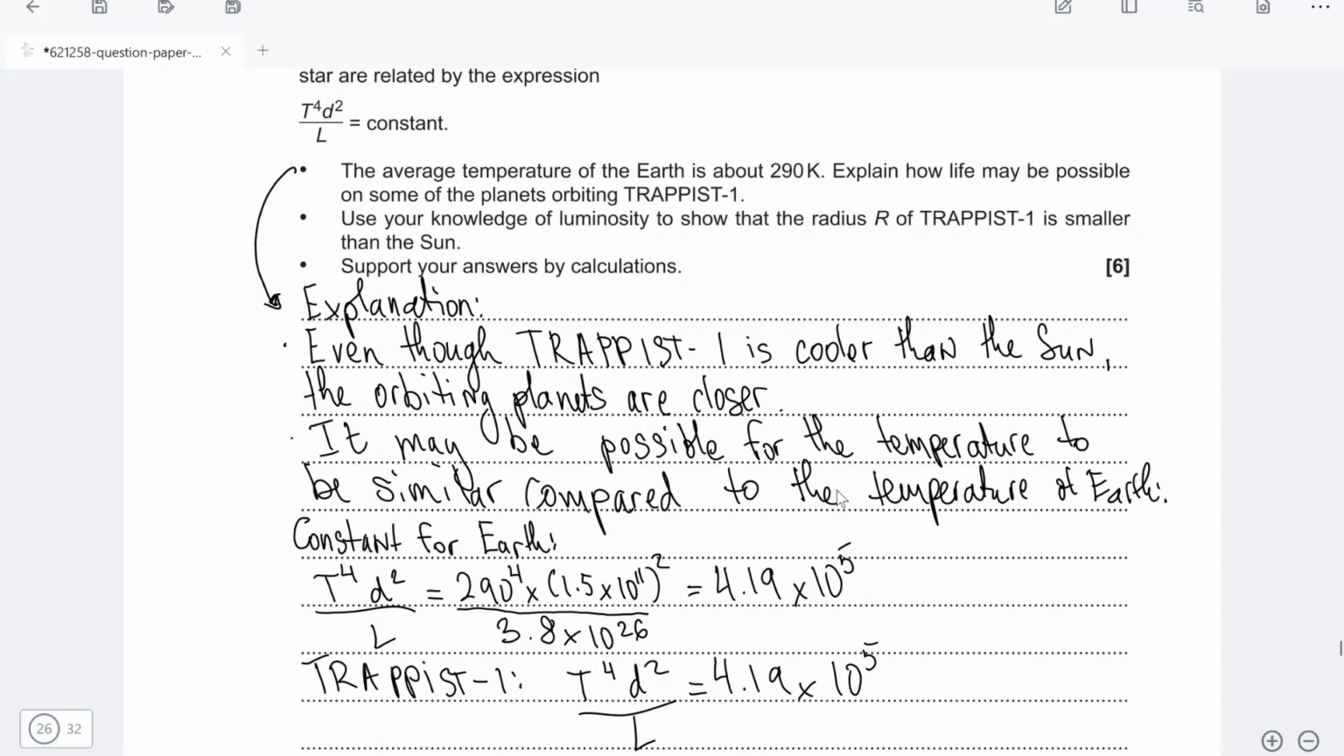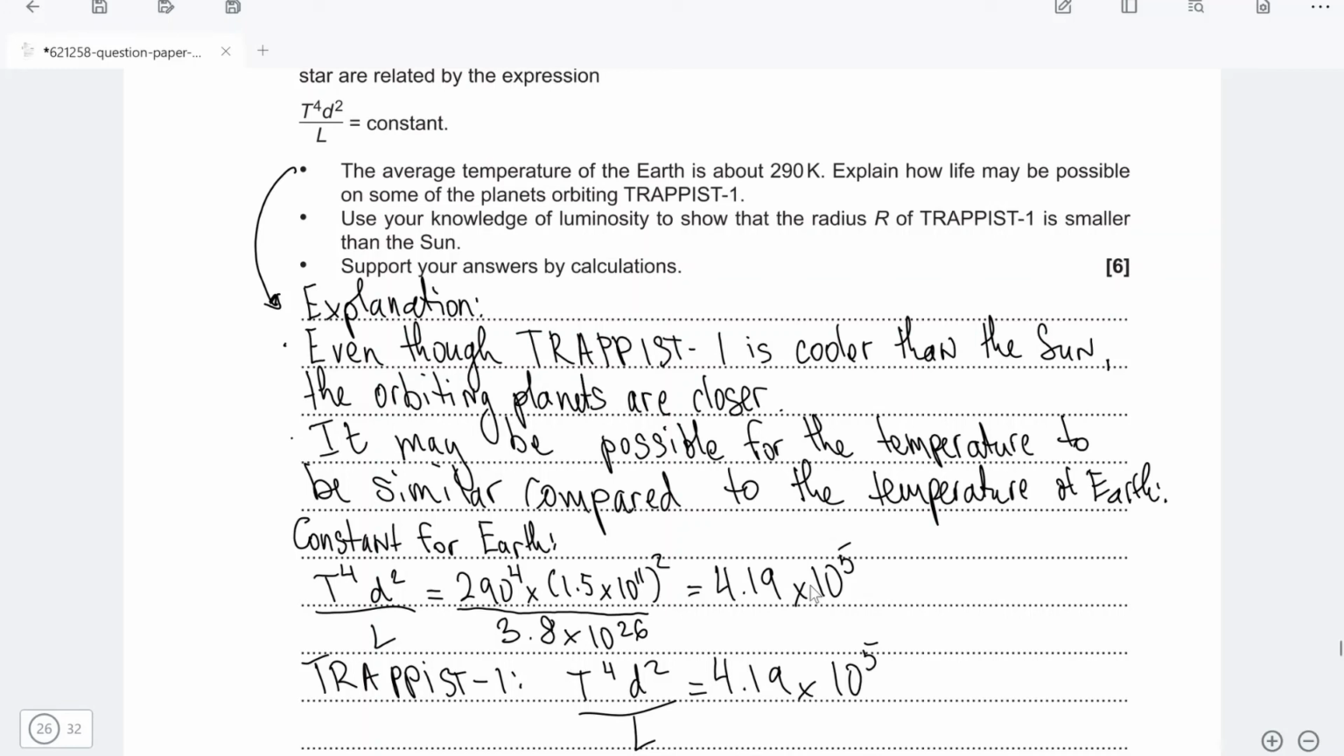Now let's calculate this. First off, we can calculate directly this constant as applied for the Earth. We know that the surface temperature of the Earth on average is about 290 Kelvin. So we raise that to a power of 4, we times that by the distance from the Earth to the Sun, which is 1.5 times 10 to the power of 11. We don't forget to square that. We divide that by the luminosity of the Sun, 3.8 times 10 to the power 26, and we're going to get a value for that constant, 4.19 times 10 to the power of 5.